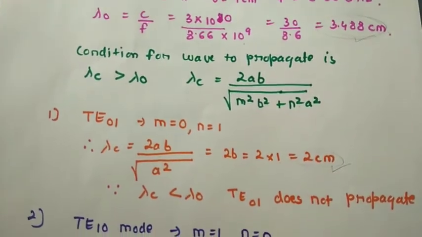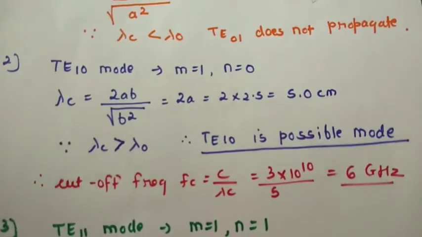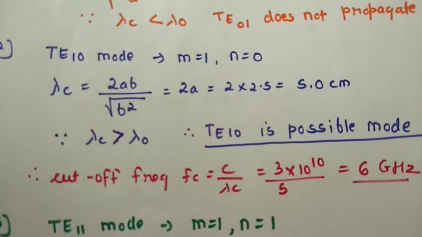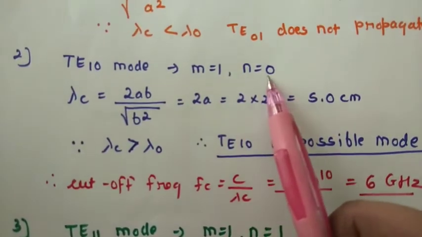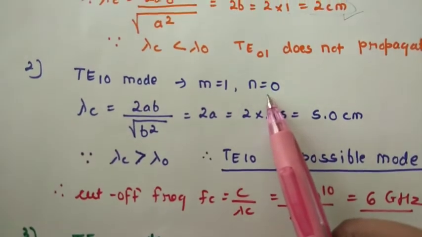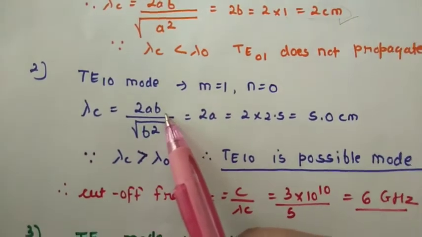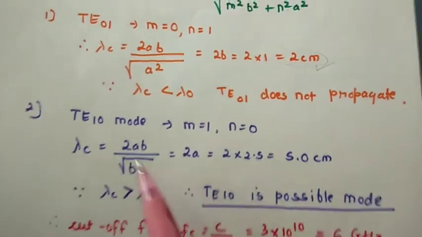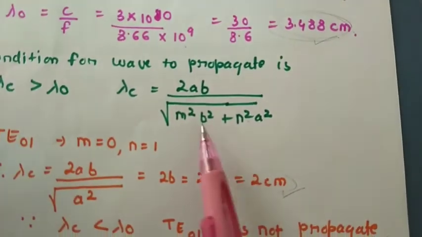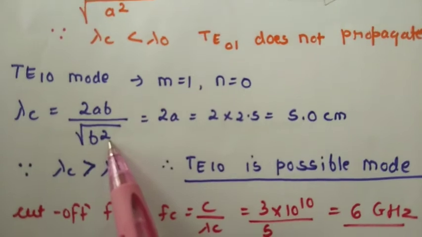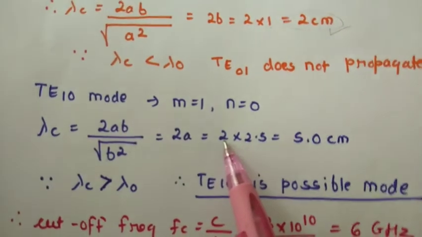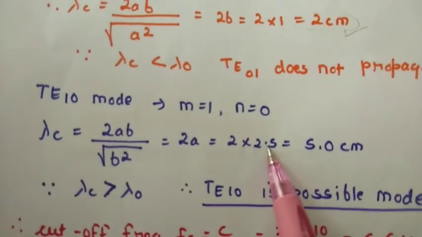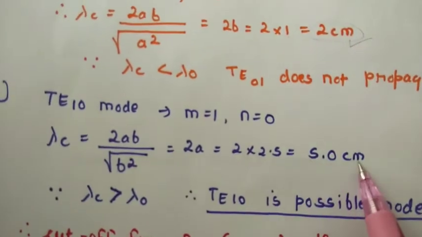Then we'll go for the next mode, that is TE10 mode, which is the dominant mode. So here m is equal to 1 and n is equal to 0. Again using the same formula, lambda c is equal to 2ab upon square root of b square. So we have substituted the value of m and n here. Using this we get 2ab upon b, that is equal to twice a. So this is equal to 2 into the value of a, 2.5, so this is 5 centimeter.